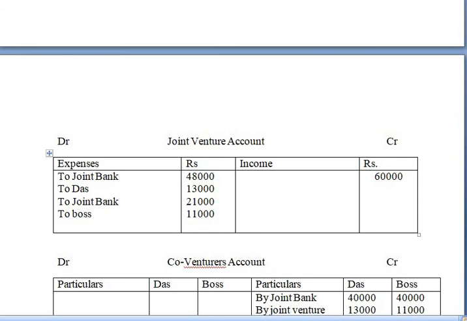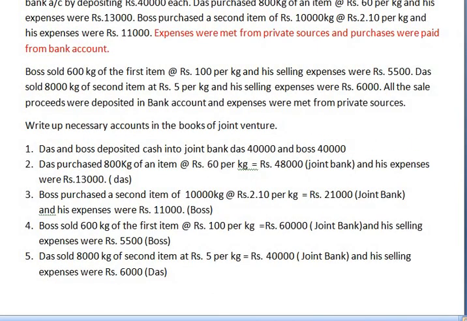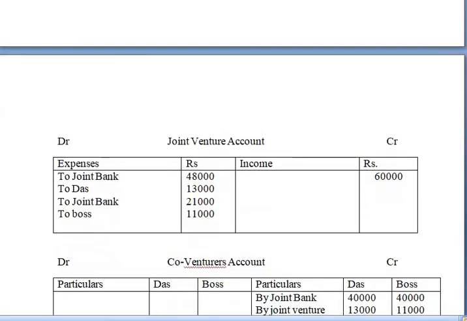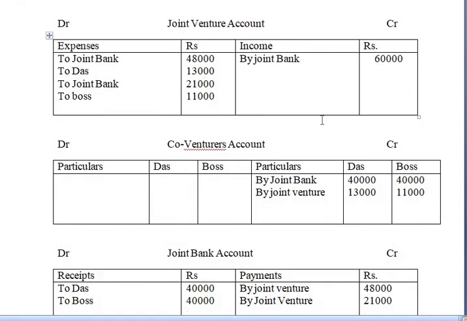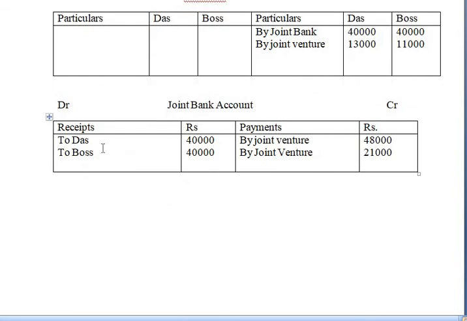60,000. And in adjustment, in a problem, they only clearly specified that all the sale proceeds should be deposited into joint bank. So sale ಮಾಡಿದ್ರೆ ಎಲ್ಲಿಗೆ ಹಾಕಬೇಕು, ಜಾಯಿಂಟ್ ಬ್ಯಾಂಕಿಗೆ ಹಾಕಬೇಕು. ಸೊ ಸೇಲ್ ಮಾಡೋ ಮುಂದೆ ಯಾರು ರಿಸೀವ್ ಮಾಡ್ತಾರೆ, ಜಾಯಿಂಟ್ ಬ್ಯಾಂಕ್, ಬೈ ಜಾಯಿಂಟ್ ಬ್ಯಾಂಕ್. Now cross posting, joint bank is credited. So in joint bank account, debit side to joint venture account. How much?